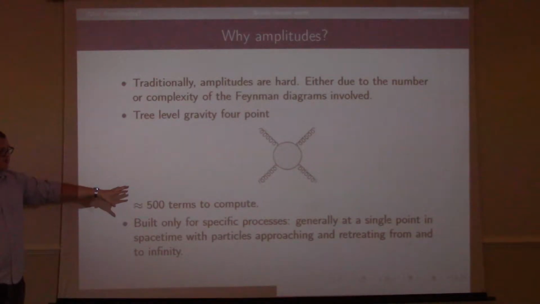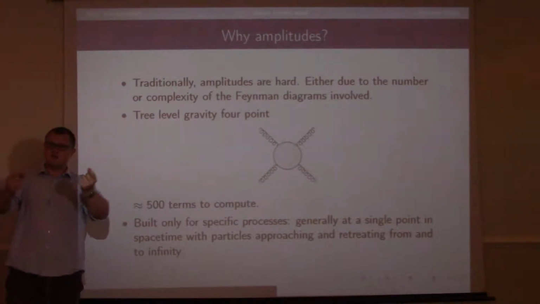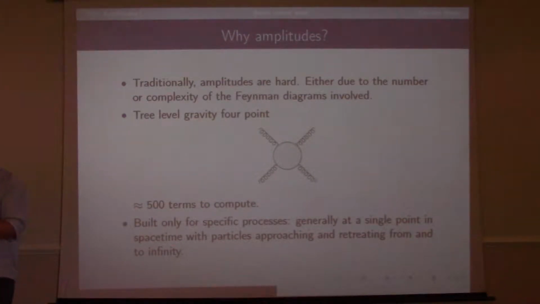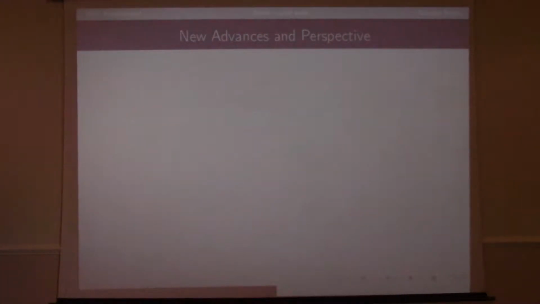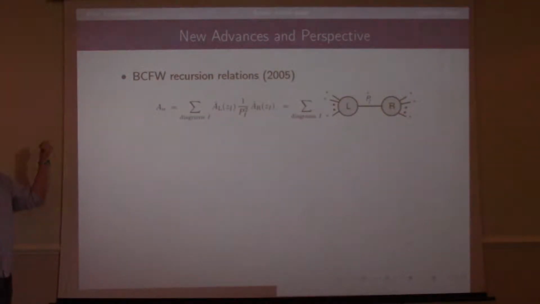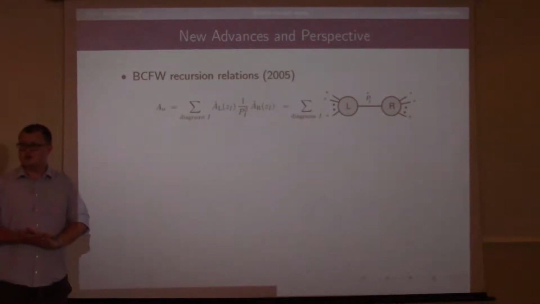So the computer solved this for the most part, but even if we consider that, amplitudes are built for specific purposes. We have two particles coming in from infinity, interacting at a specific point in space-time, a very local effect, and they move off to infinity. So it's very limited in what it can do. But luckily, we have some new advances, mostly recent. Most notable of which are the Britto-Cachazo-Feng-Witten recursion relations.